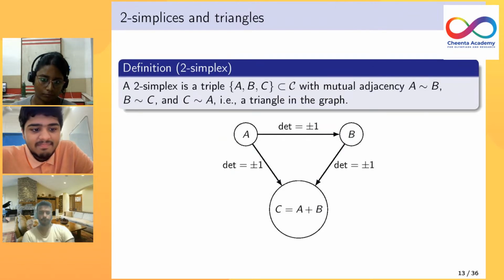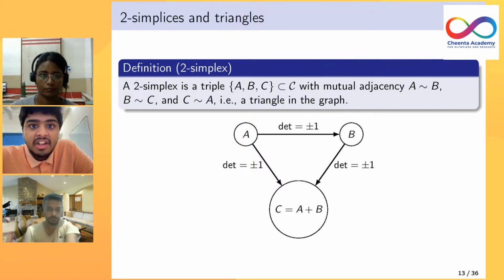Next slide, please. This figure is a two-simplex connecting vertices A, B, and C with mutual adjacency, where you can see A is connected to B with a determinant of plus or minus 1, B is connected to C with determinant plus or minus 1, and A is connected to C with plus or minus 1. This picture foreshadows the additive triangle rule that I will mention next.